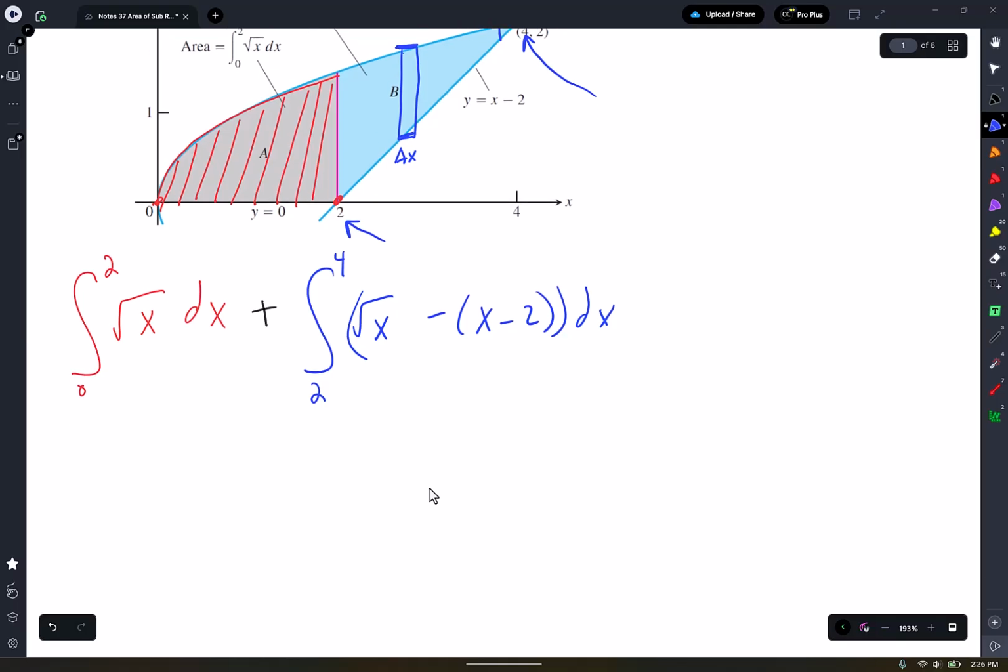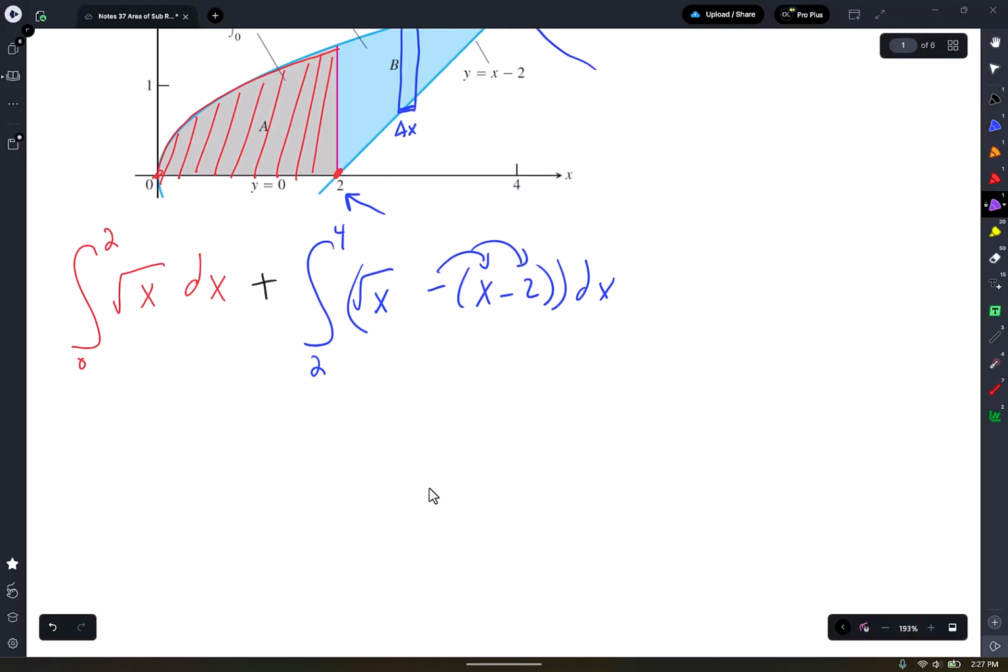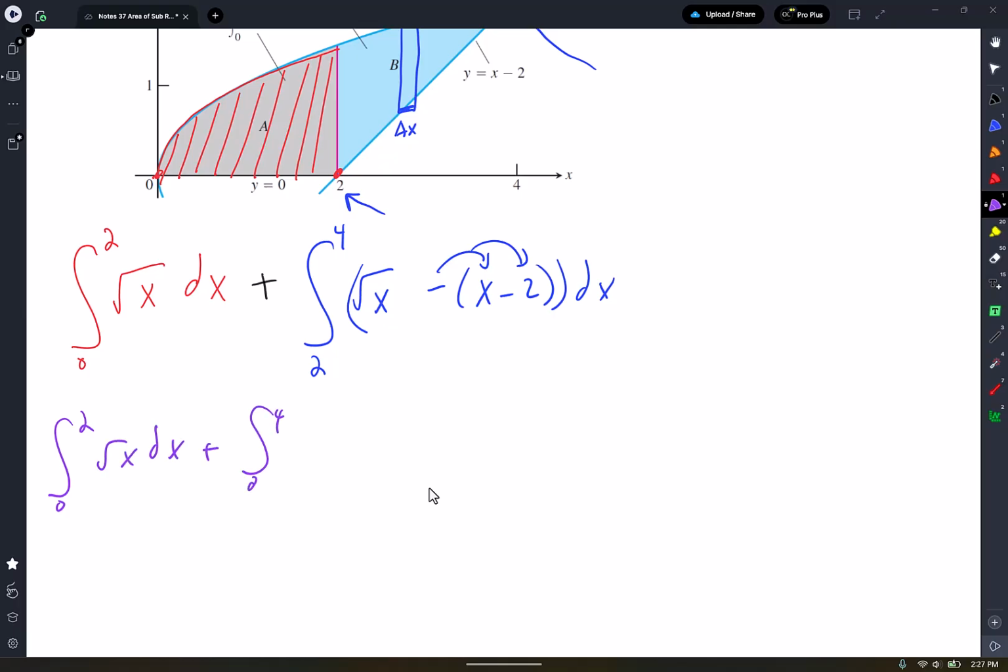We already have it done. In the beginning, we're going to have to do it by hand. And then don't worry, we have calculators. Eventually, we'll just type it in the calculator. I'm going to distribute this negative like this because I want to do this by hand. So I'm going to go to a neutral color, purple here. I'm going to go integral 0 to 2 of square root of x dx plus integral 2 to 4 of square root of x minus x plus 2 dx.